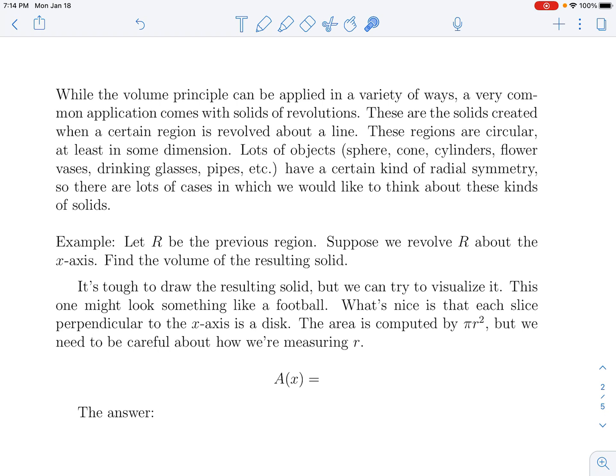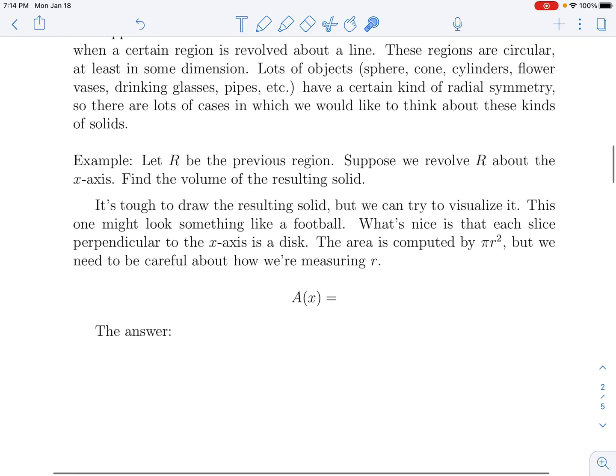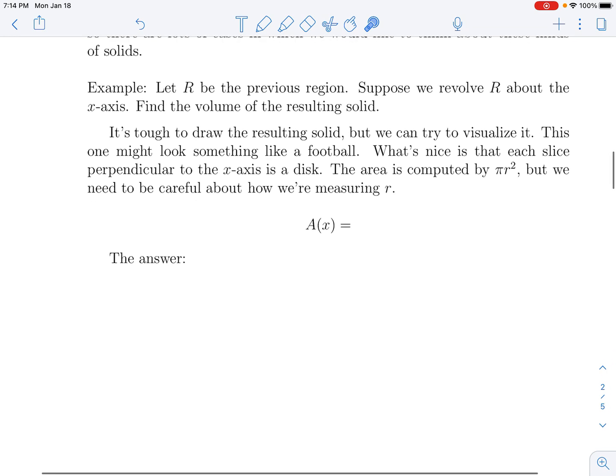When we spin things around, we get things that are essentially round. So we can get cones and spheres and cylinders, things that are round but irregular, like a flower vase or a drinking glass, right? We can get all kinds of round things. They have radial symmetry. So let's look at an example here. Similar example. Let R be the previous region, and suppose we revolve R about the x-axis.